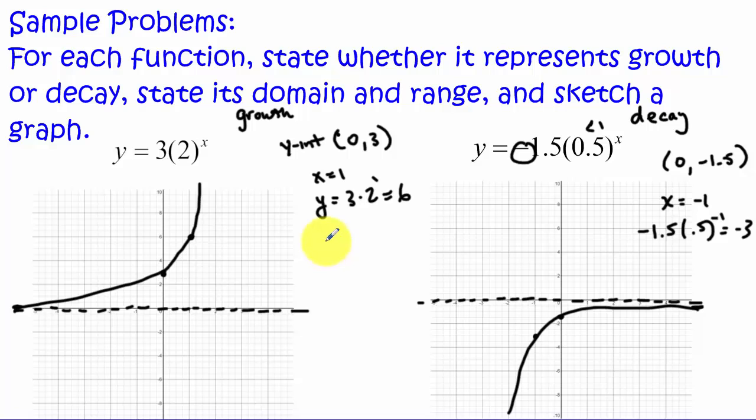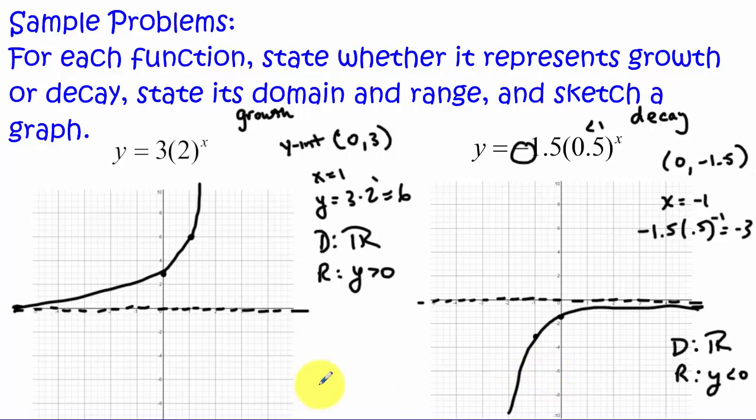And our domain for both of these is all real numbers, and our range for the problem on the left was y greater than 0. On this one, our domain again was all real numbers, meaning we can plug any value in for x and have it be defined, and here y was always negative.